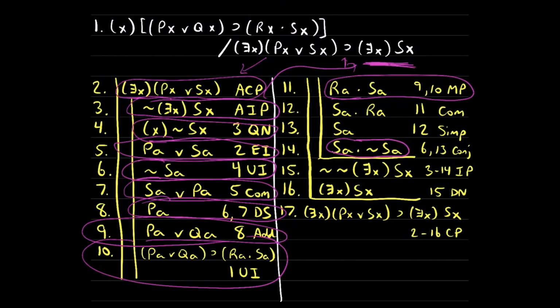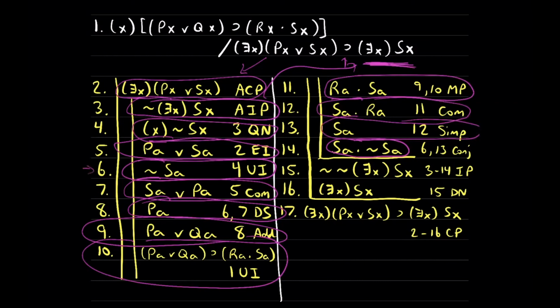I just need to get that on its own line, but I need to do commutativity first, so it's on the left side of that conjunction. That's what I did on line 12. I applied commutativity, so SA is on the left. Very simple step. Should be a review at this point. I simplified and got SA on its own line on line 13.